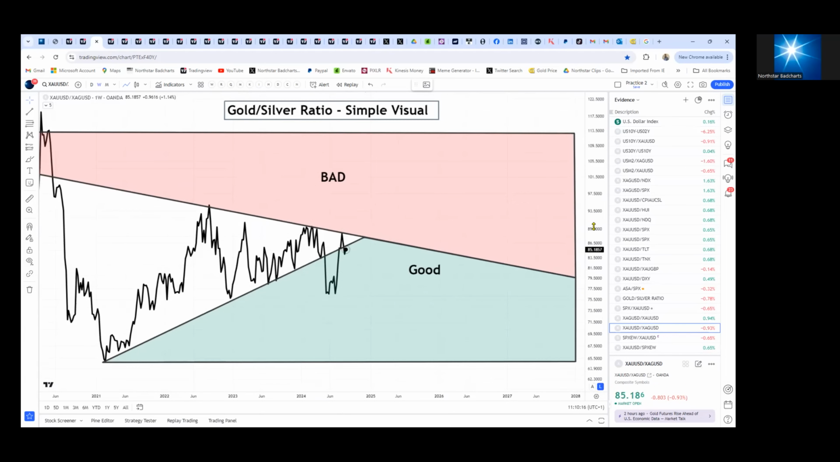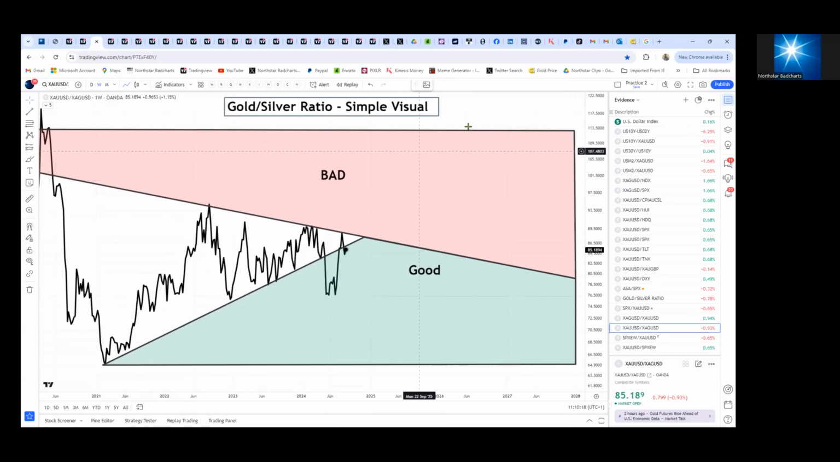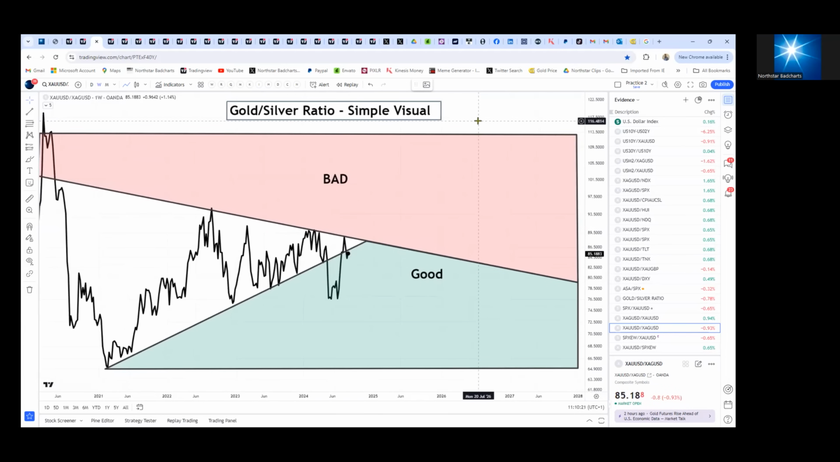Gold may, over time, always outperform silver. So that is not something we should assume. But in any case, this is part of the evidence. And I've labeled this sort of the good area and the bad area. It's just that if gold starts to strongly outperform silver, then it's not usually a particularly good sign for the precious metals as a whole.